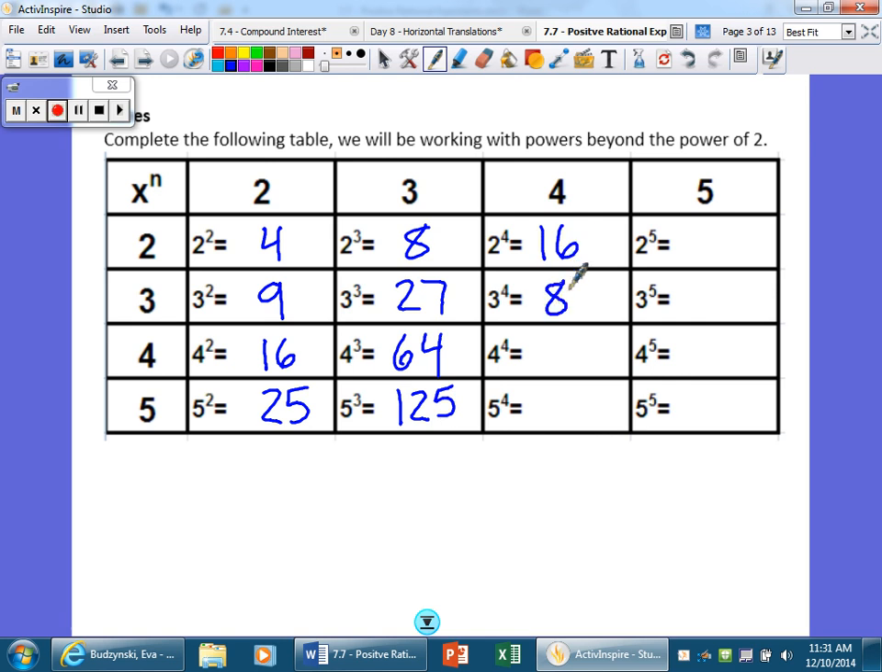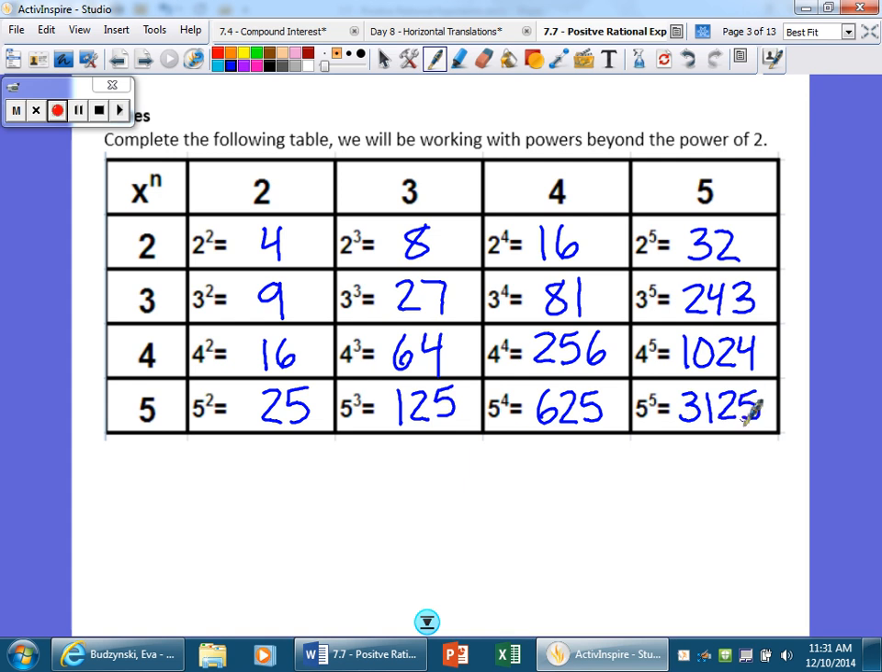3 to the fourth, 81. 4 to the fourth, 256. 5 to the fourth, 625. 2 to the fifth, 32. 3 to the fifth, 243. 4 to the fifth, 1024. 5 to the fifth, 3,125. Okay, so there's your table.